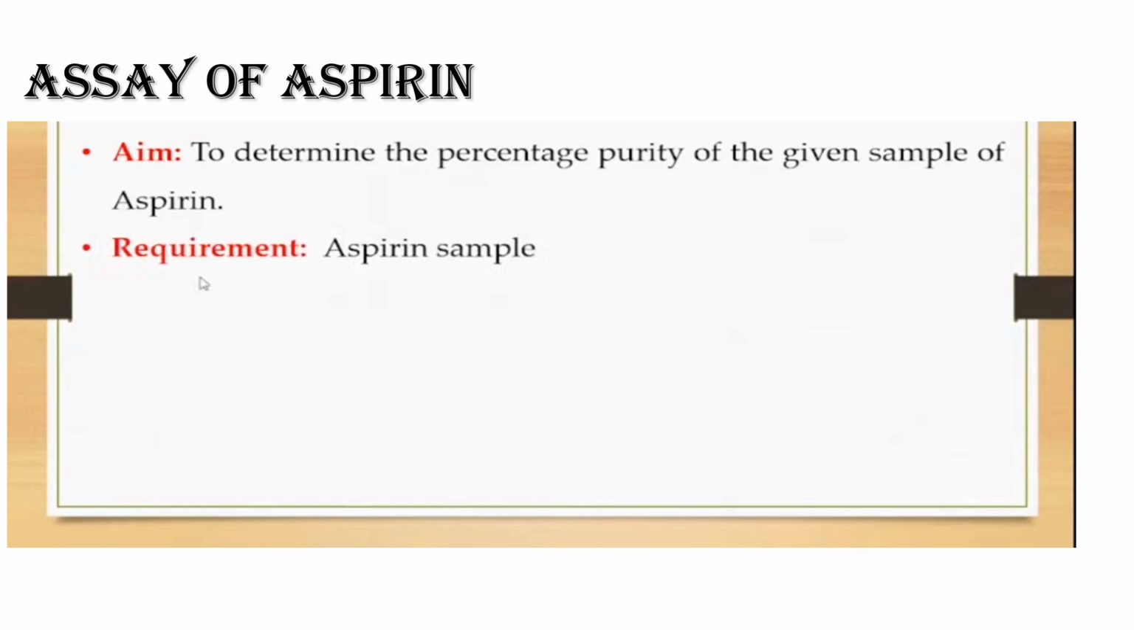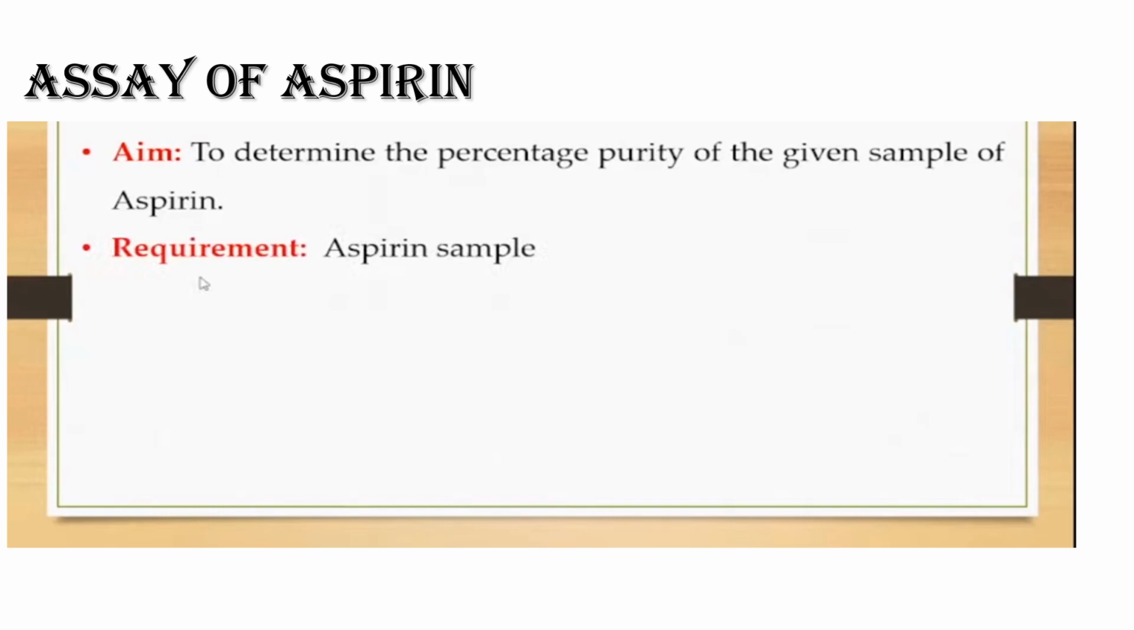Therefore, this drug has its own active ingredient, which can be estimated by this experiment. It is this active ingredient that has the pharmacological effects, and the therapeutic category is mainly focused on it. So, as said, this is the estimation of the active ingredient. In this experiment, you want to determine the percentage of purity of the given sample of aspirin.